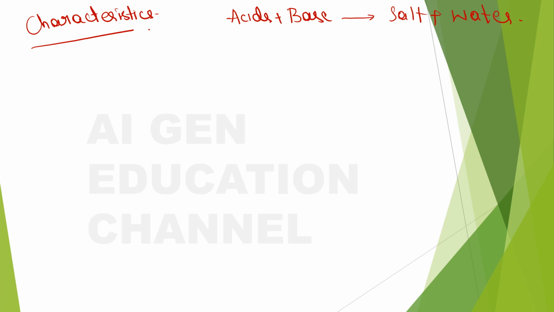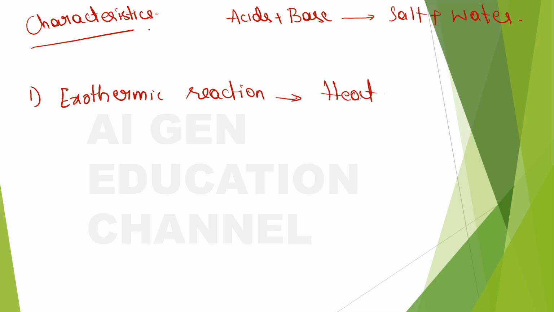So, what are the characteristics of neutralization? First thing is that it is always an exothermic reaction. What is the meaning of exothermic? It means that this reaction tends to give heat. So when this reaction takes place, it will always give out heat.